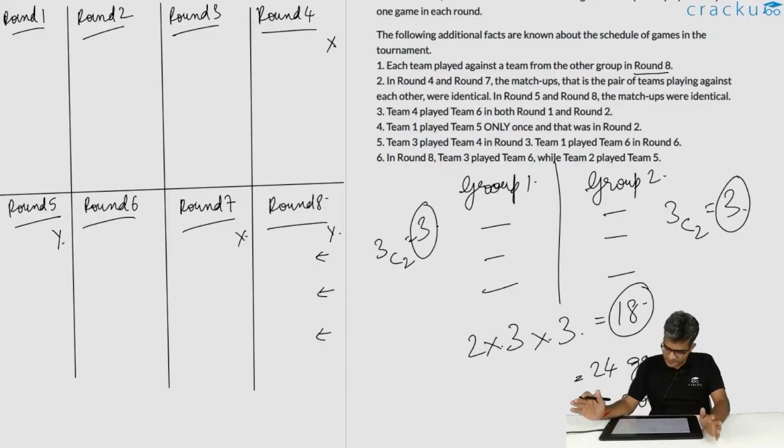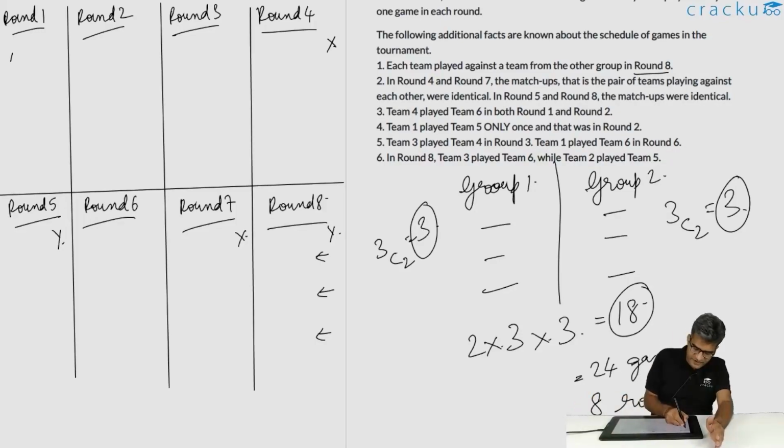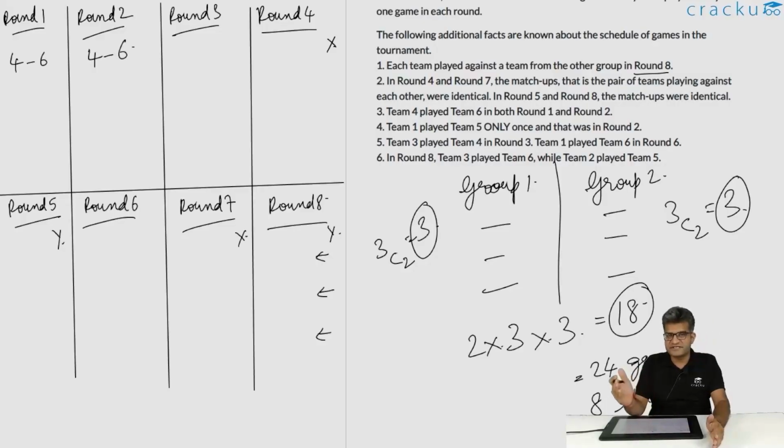in round 8 also. Team 4 played team 6 in both round 1 and 2. So we have 4 versus 6 in round 1 and round 2. So team 4 played against team 6 2 times. So they will belong to 2 different groups. This is team 4 and this is team 6.